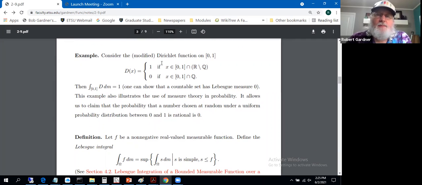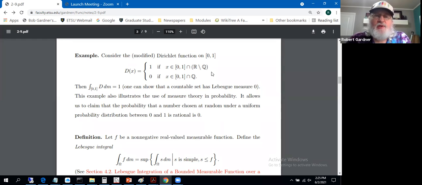As an example, consider this modified Dirichlet function. I've got my reasons for dealing with it like this. Define d of x to be 1 if x is in the interval (0, 1) and irrational, and define d of x to be 0 if x is between 0 and 1 and rational. Strictly speaking, the regular old Dirichlet function interchanges the roles of 0 and 1.